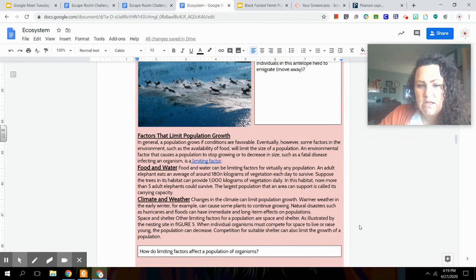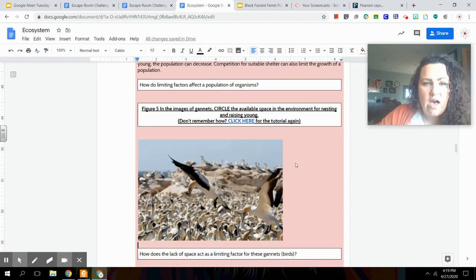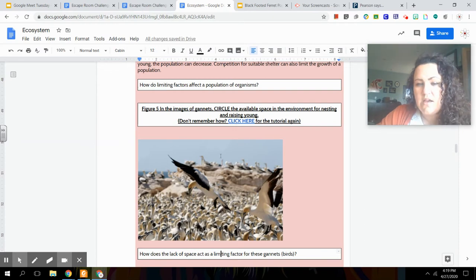There is some bit of reading, but really, it's not that much reading, you guys. It's just like 3 pages worth. And you're going to go ahead, white boxes again, cue me that I need to type something there. I need to give an answer. Figure 5, the image of the gannet, this is the birds, okay? Circle the available space in the environment for nesting and raising their young. Don't remember how? Click here for the tutorial again, because you already watched a tutorial on this, but if you can't remember, that's okay. All right, so you're editing that actual picture.